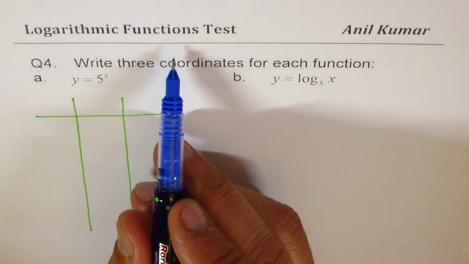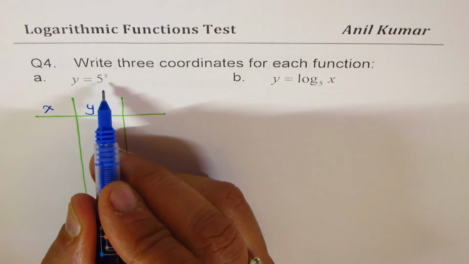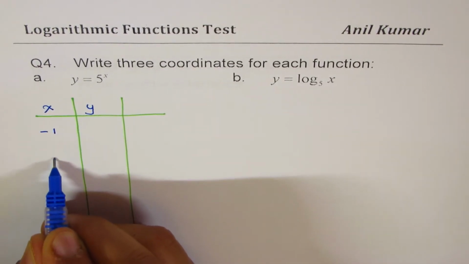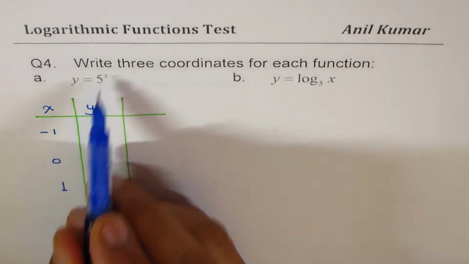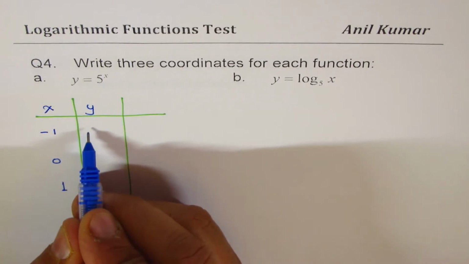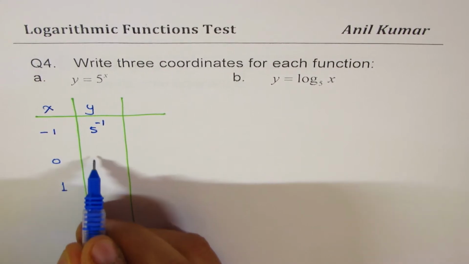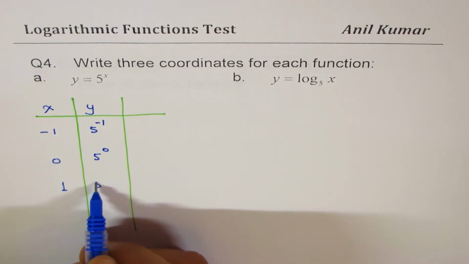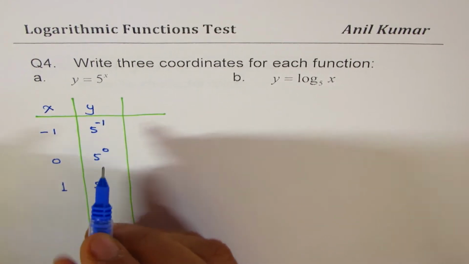In logarithms, it is very important to understand that the good values to take are -1, 0 and 1. These are standard and the best values to take. So if I substitute -1 here, the y value will be 5 to the power of -1. If I substitute 0, I get 5 to the power of 0. And if I substitute 1, I get 5 to the power of 1.